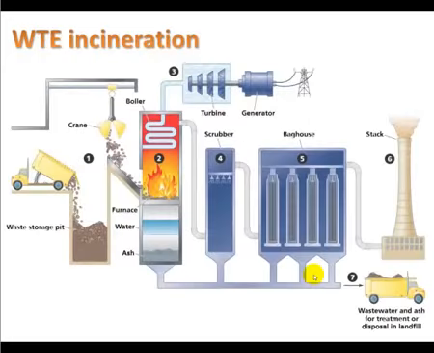Here's a diagram of this setup. We have the waste going into a pit. We have a crane picking up the waste, putting it into the boiler, into the furnace. The furnace is heating it up, and that's heating up water in the boiler. That heated water turns the turbine, turns the generator, and we see these fumes that are coming off in the furnace.